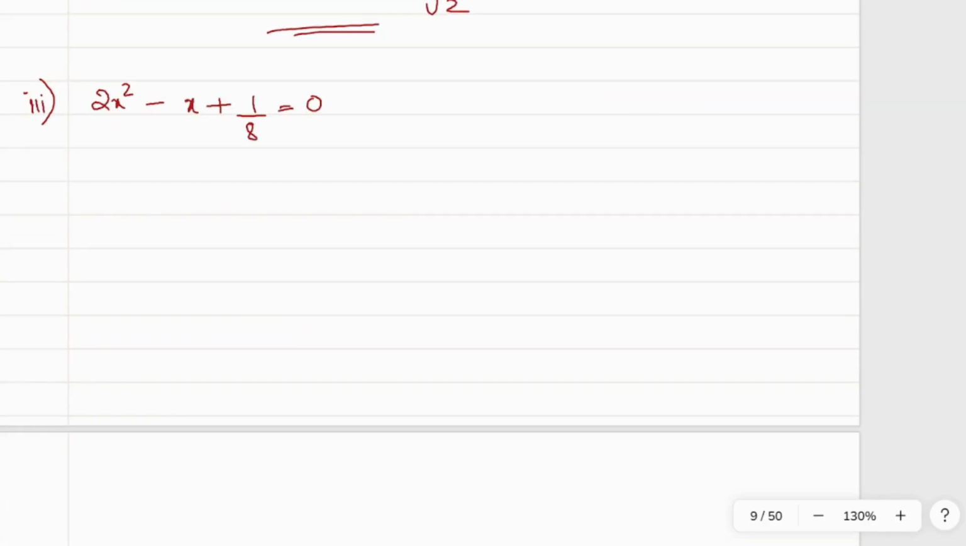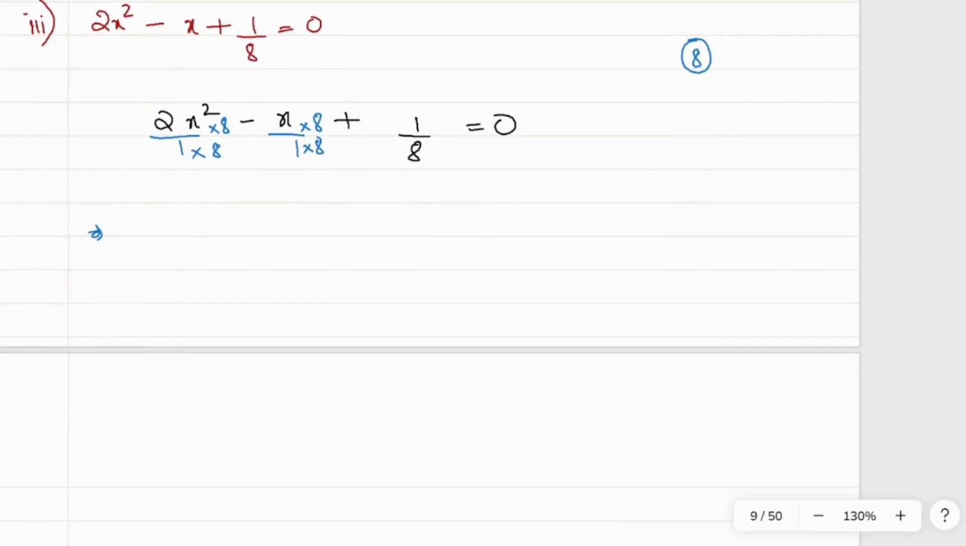Now the next question: 2x square minus x plus 1 by 8 equal to 0. So we have to take the LCM of these numbers. LCM of 1 and 8 is 8. So I need to multiply here with 8 on both sides, then only I can make my denominator equal to 8. 8 twos are 16.